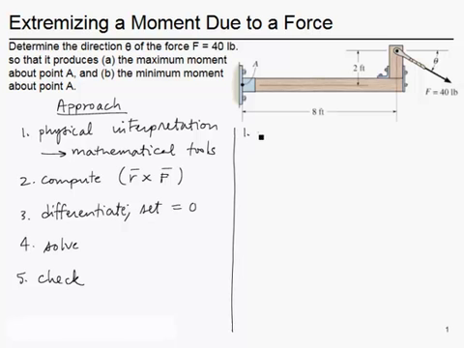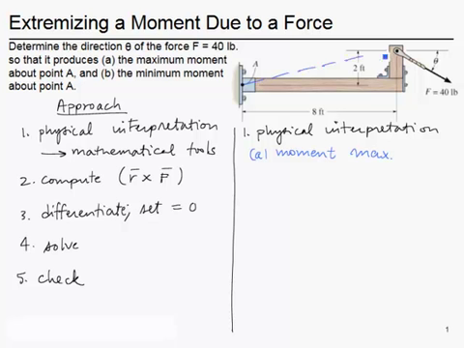So step 1 is a physical interpretation. And there are two cases here. One is when the moment is going to be a maximum. And that's going to be, as you might imagine, when the force is oriented at a line perpendicular to the vector which connects point A to the point where the force acts on the structure. So if I imagine a line here that looks something like this, you can imagine that the moment is going to be maximized when the force is oriented perpendicular to that.